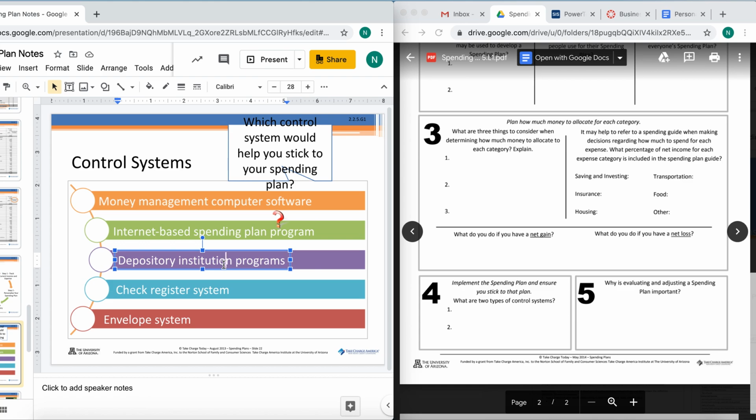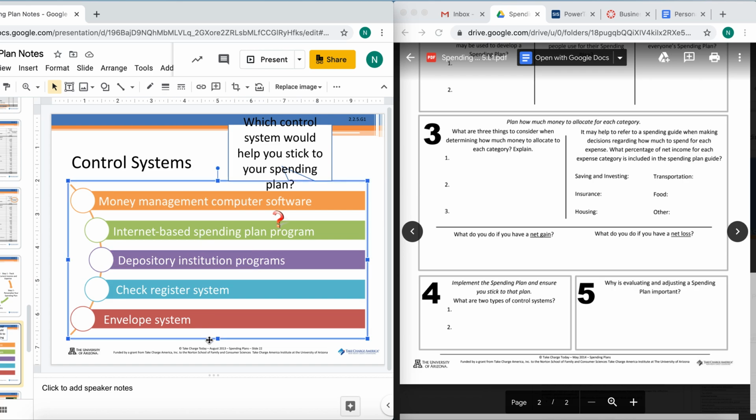The check register that comes with your checkbook, a lot of people, even if they're not writing checks, will use this to track their expenses because it's all coming out of the same bank account. Or we have the envelope system. There is a personal finance guru named Dave Ramsey, and he promotes this envelope system.